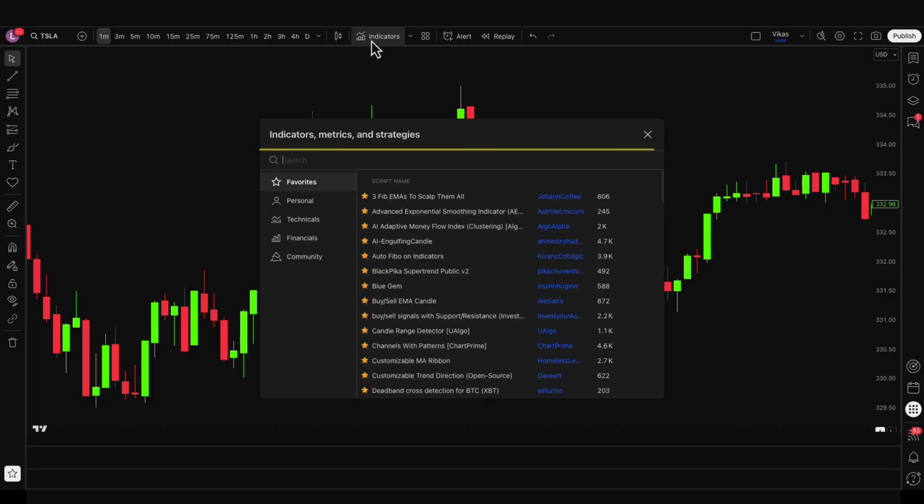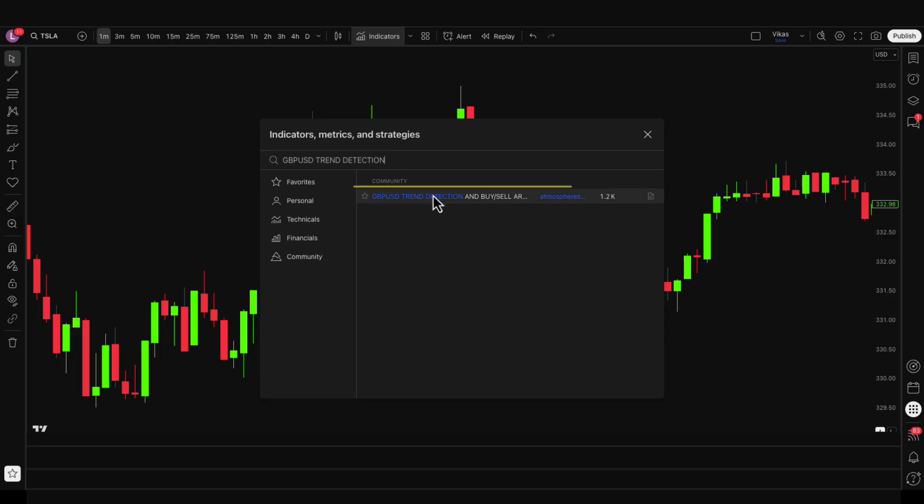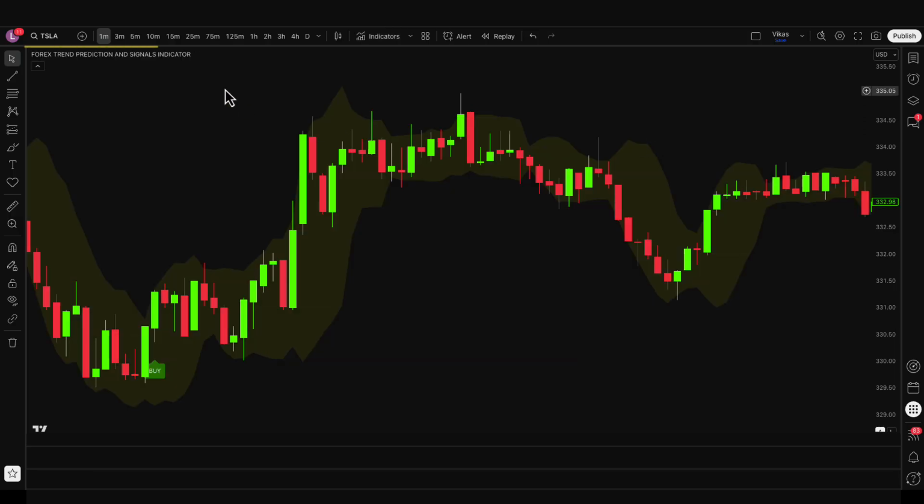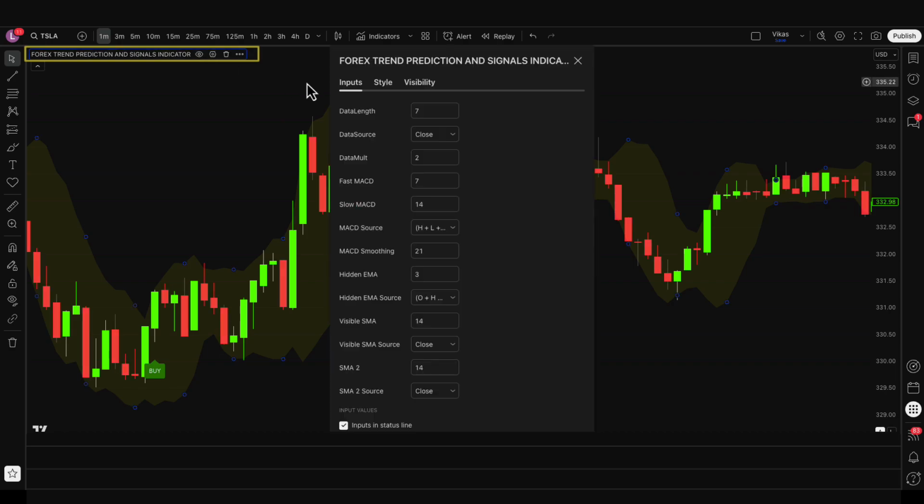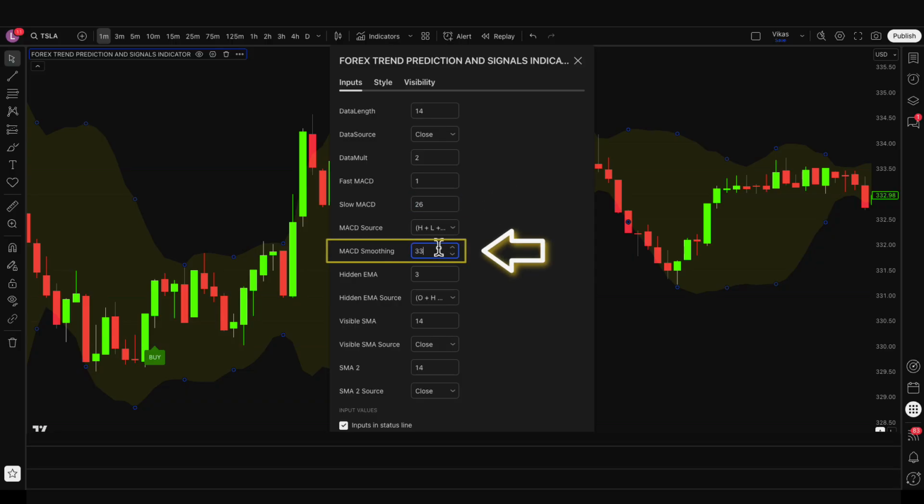First of all, we will search the trend detection indicator in the search box of TradingView. After that, we have to click on the trend detection option, in which we have to change some settings. We have to change this data length option from 7 to 14. We have to change this fast MACD option from 7 to 1. We have to change this slow MACD option from 14 to 26. We have to change this MACD smoothing option from 21 to 33.